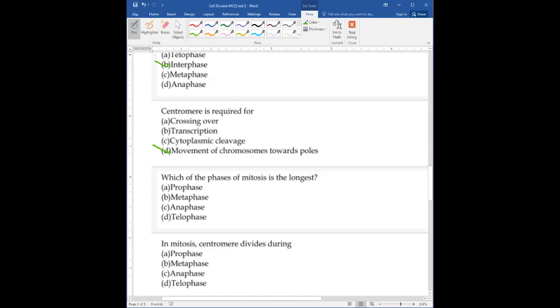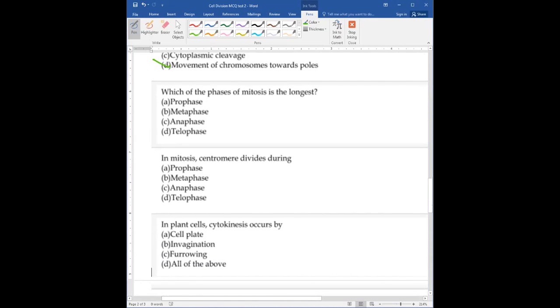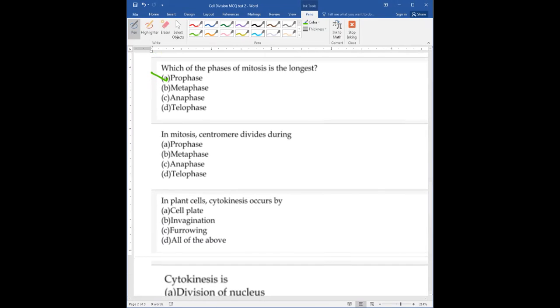Actually, these are just random things that they have given. There are more important functions of centromere as well, but still, this is the best one out of the given options. Okay, Ruby, which of the phases of mitosis is the longest? Yes, very nice. It is prophase. In mitosis, centromere divides. Rishik? Yes, very nice. It is going to be in anaphase.